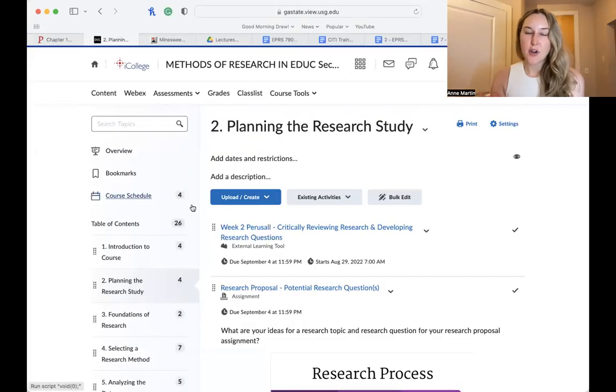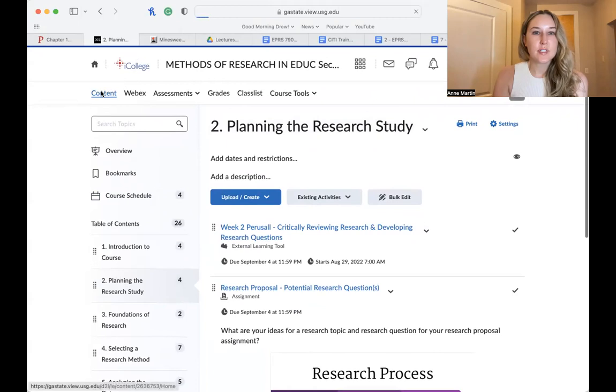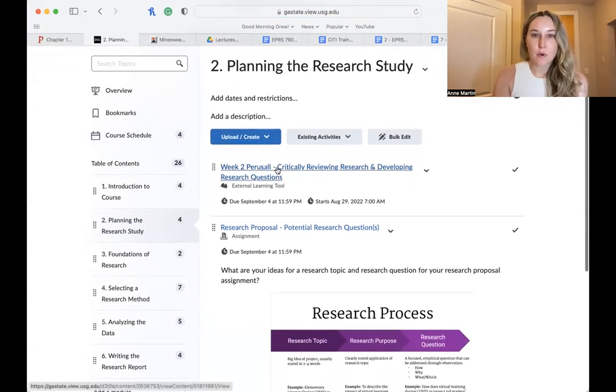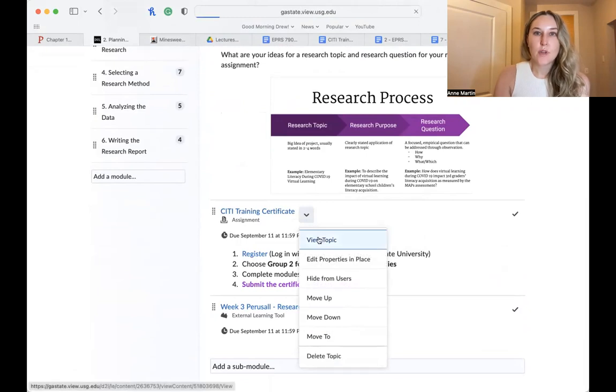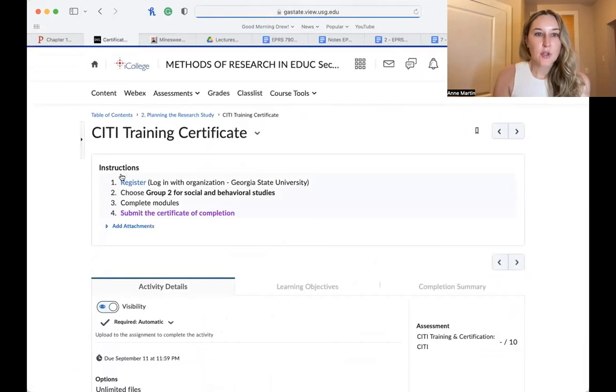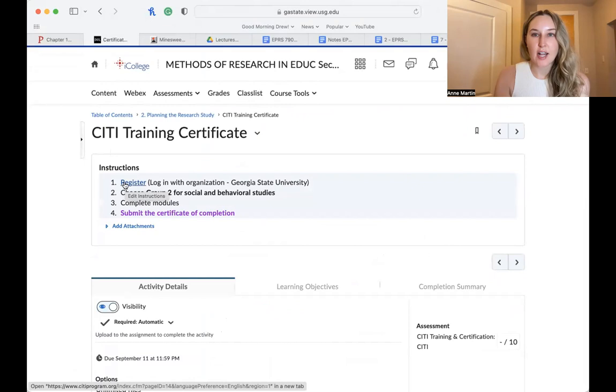Okay, so now I'm here in iCollege to show you where you can find information for the CITI training assignment. If you go to the table of contents, down to Module 2, which is what we're in now, planning the research study, you will see week 2 perusal, research proposal question, and then your CITI training certificate. When you view this topic, you will see the link to register, and those are the steps that I just walked you through.